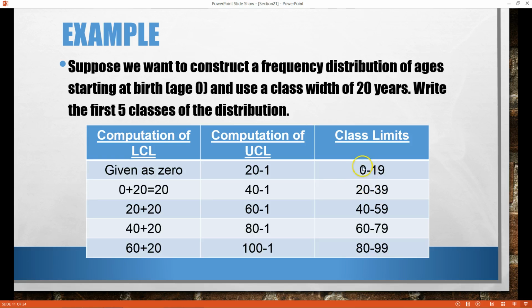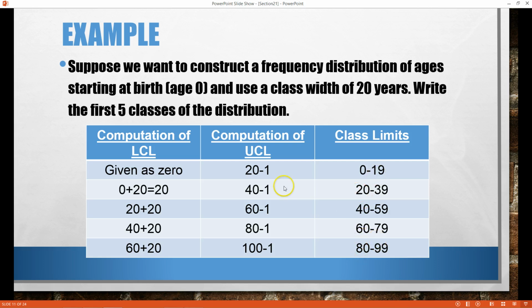So what did we do? We wrote down the lower class limit to coincide with the smallest value we have. And then what did we do? We added 20 successively, and I did that over here. We added 20 to get the lower limit of the second class. We added 20 more to get the lower limit of the third class, added 20 more for the next class, and so on. So notice here, we successively added the class width to get the lower class limits.